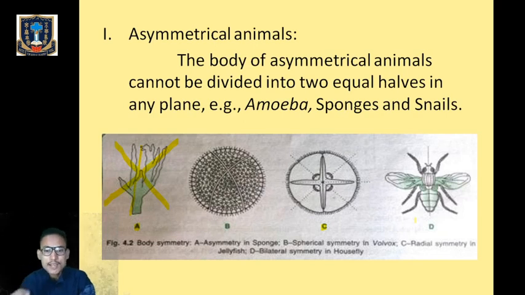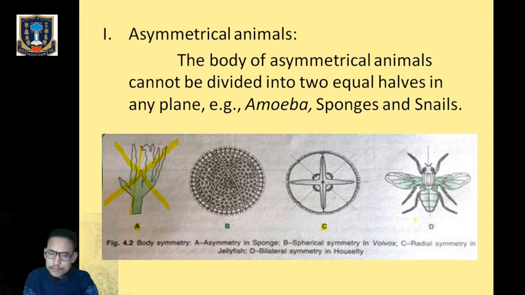Then D is bilateral symmetry. Bi means two, so their body can be divided into two halves, that means two equal right and left halves. When we cut the animal into two parts, each half will receive the same number of body parts. But in bilateral symmetry, the body can be divided into two equal halves by cutting from only one plane. We have to cut it from only one plane.